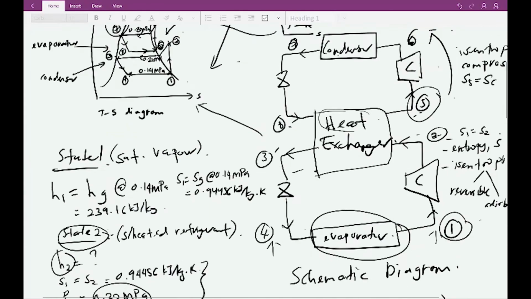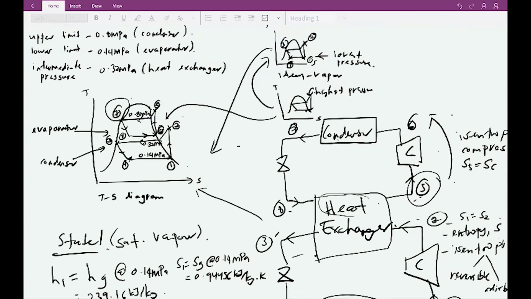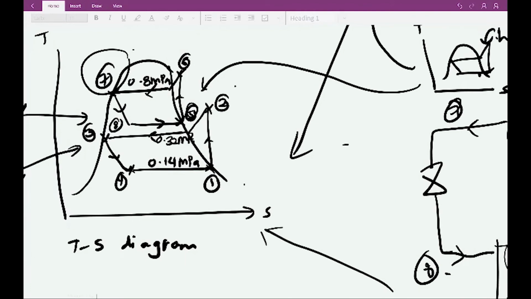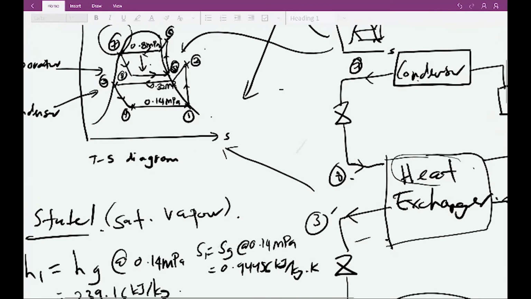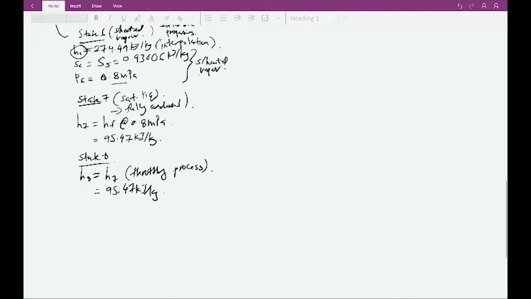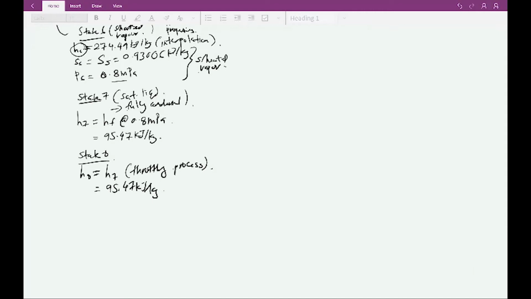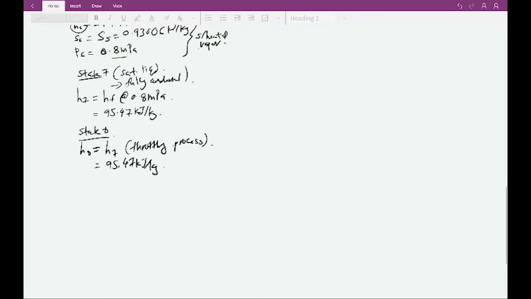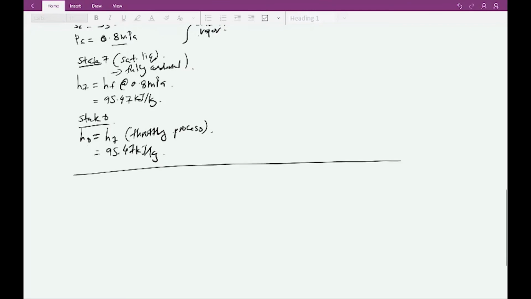If you want to check whether state 7 and state 8 have different pressure, look at our TS diagram. Here, from 0.8 megapascal, it dropped to 0.32 megapascal. Okay, so now we have done all of the 8 states.